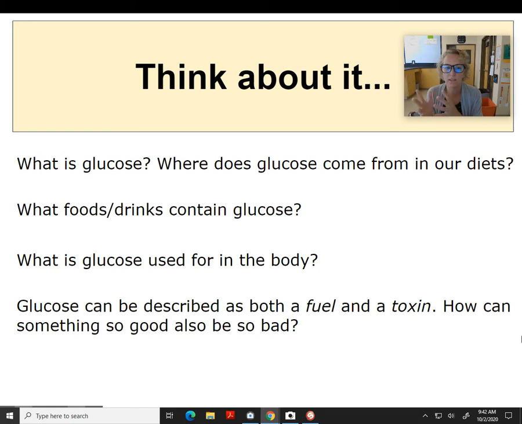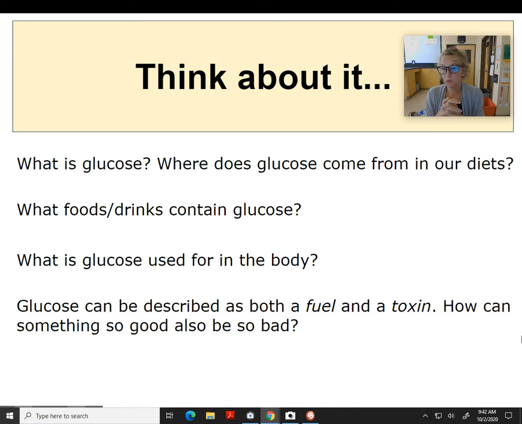So thinking about what glucose is and where it comes from in our diets: remember, glucose is a simple sugar. Carbohydrates are either simple sugars or starches. Simple sugars are things that are characteristically sweet. We want to think table sugar, sodas that are sweet, honey is very sweet, fruit is high in glucose, or fructose, I suppose.